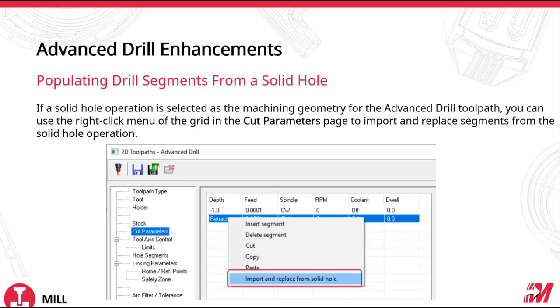Advanced drill. So if you're not using advanced drill and you got some weird holes, I would suggest using it. If you use a solid hole, you can use the right-click menu, and you can go in and import and replace from a solid hole. So what it'll do is it'll pre-fill, kind of like I just talked about. If you're picking solid holes, you can import that from the solid hole information, and it'll pre-fill your advanced drill for you now.